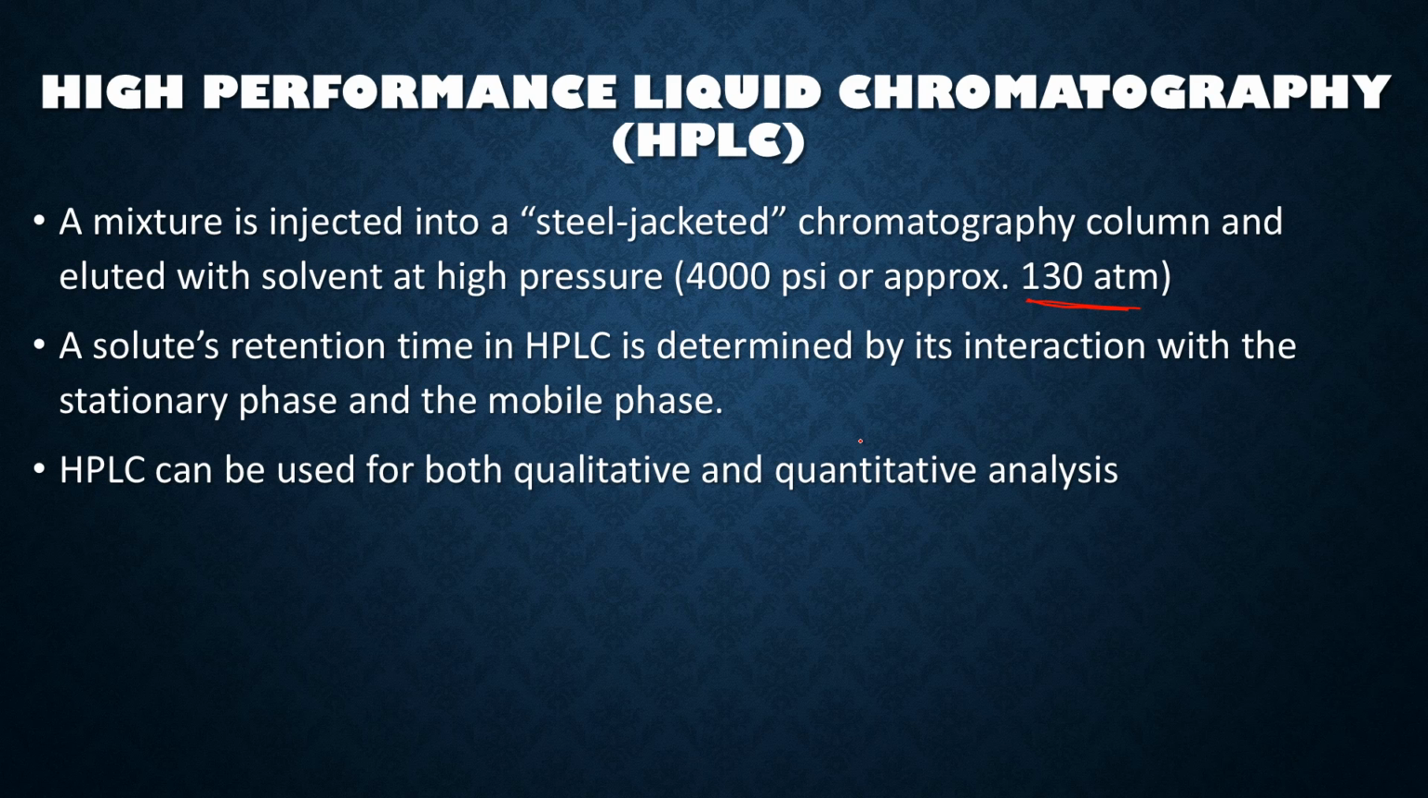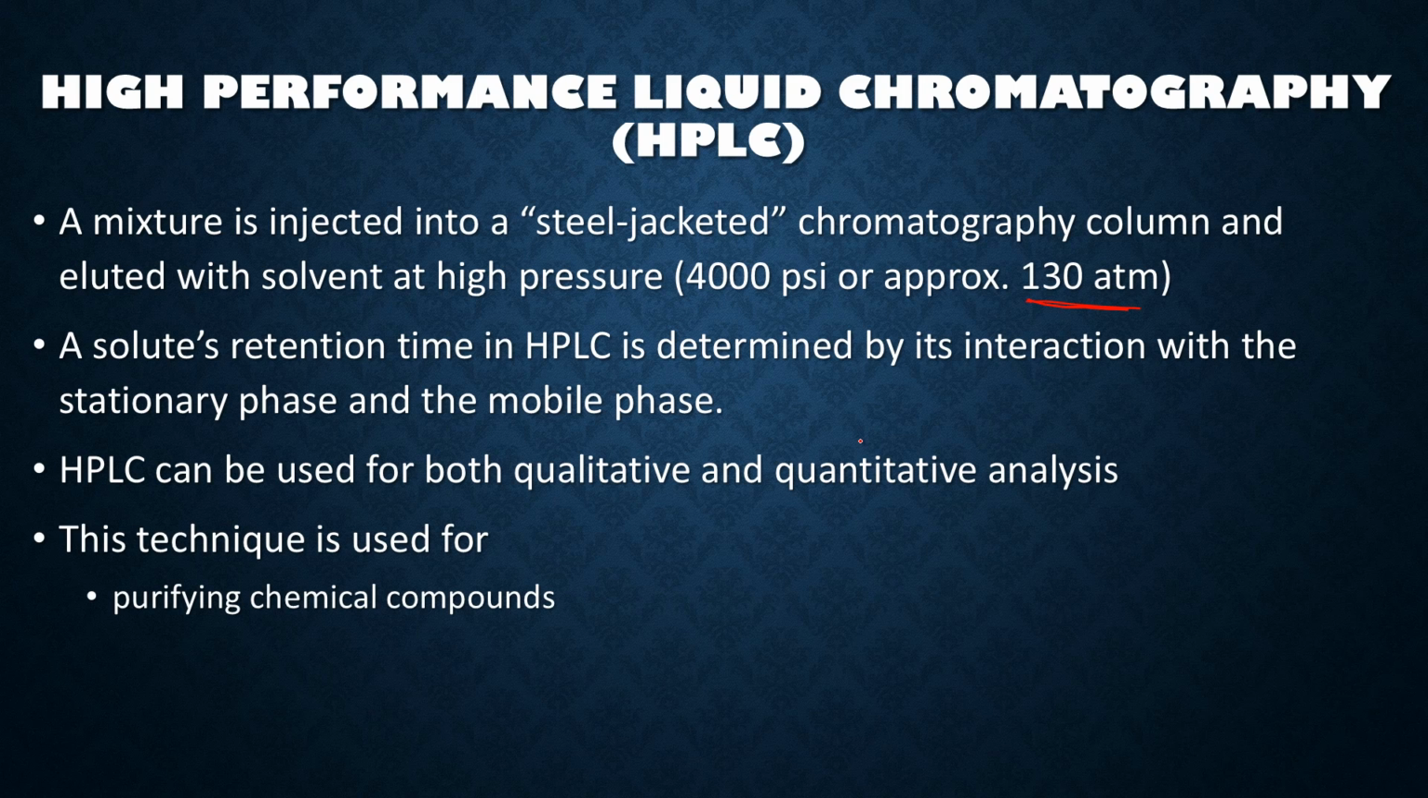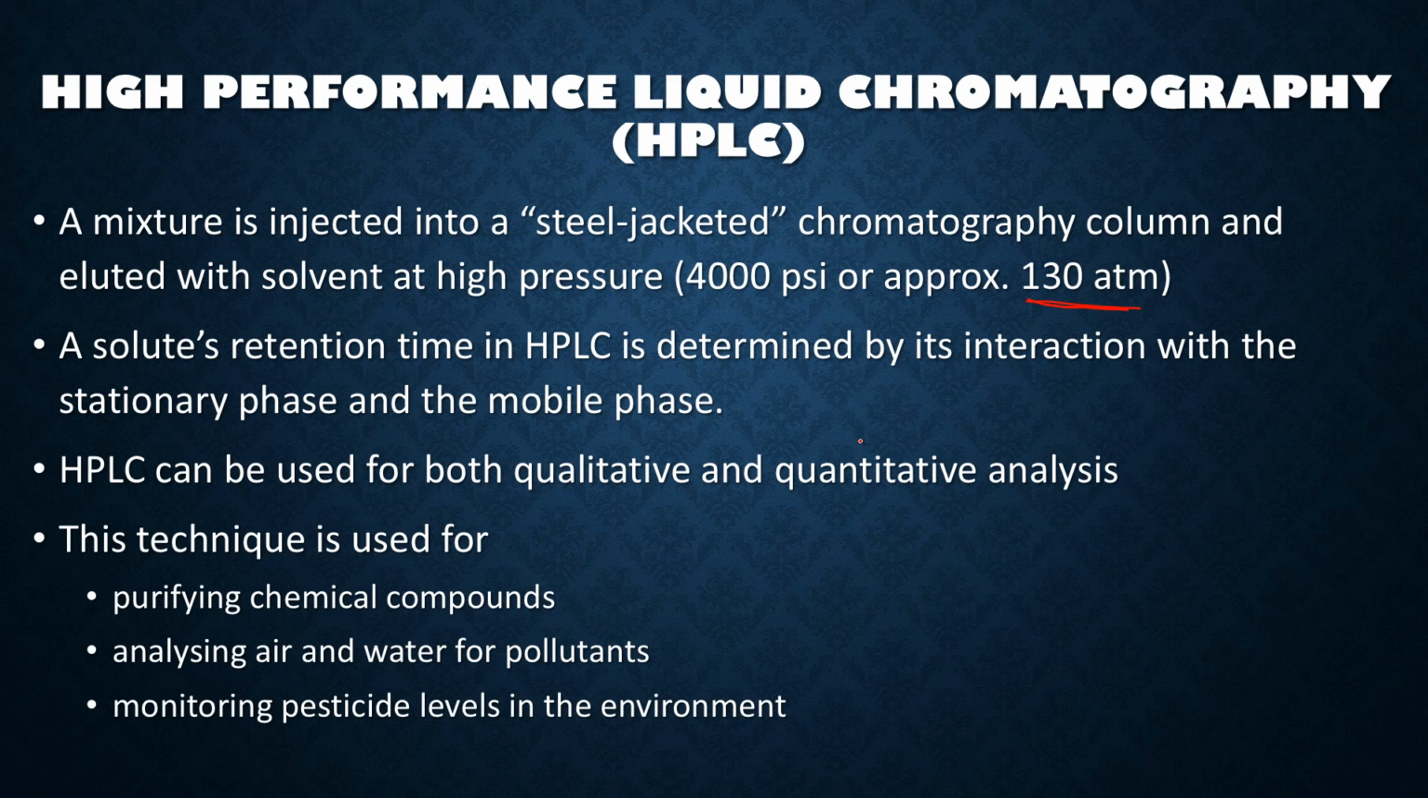HPLC can be used for both qualitative and quantitative analysis. And this technique is often used for purifying chemical compounds. It's also used for analysing air and water for pollutants, and it's often also used for monitoring pesticide levels in the environment. Sometimes there might be a dispute between farmers on neighbouring farms, and so they can actually work out who's responsible for killing the neighbour's really valuable crop.